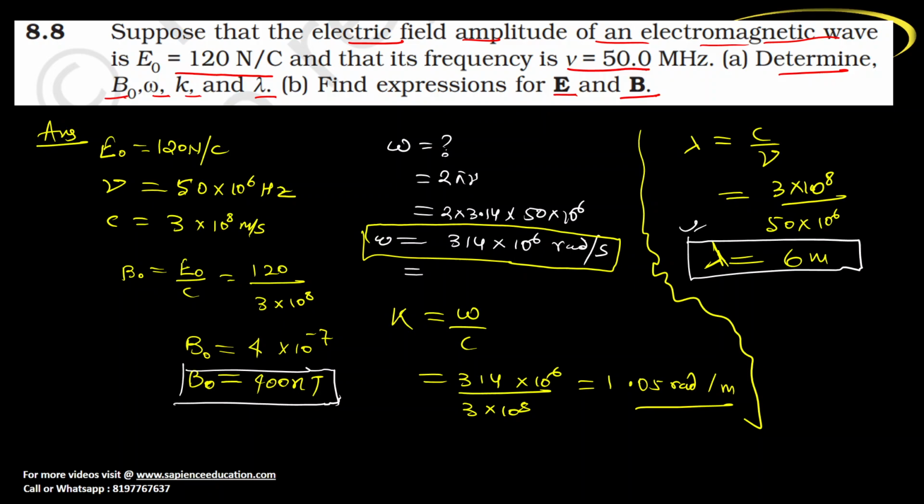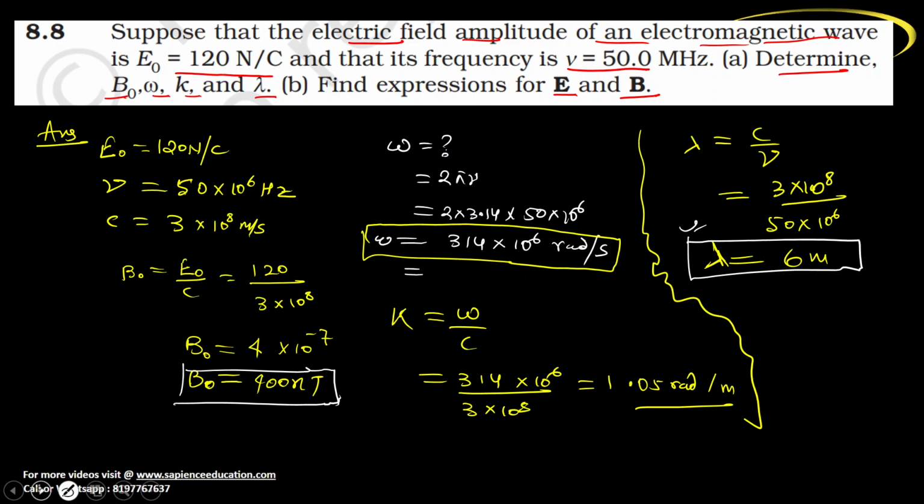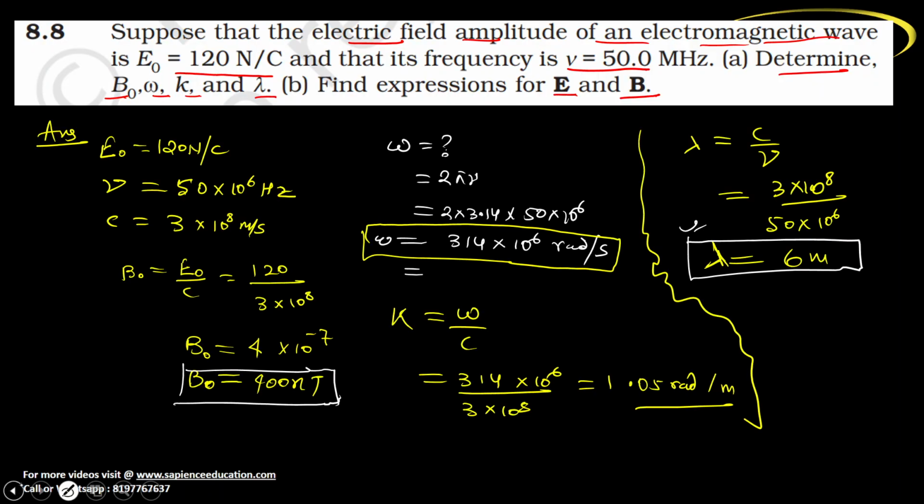Now the next part of this question is to find the expression for the electric field as well as the magnetic field. So what is the expression for the electric field and magnetic field? See, previously they have given B naught is equal to 4 into 10 power minus 7. Whatever data they have given you, just use that data to find out the equations.